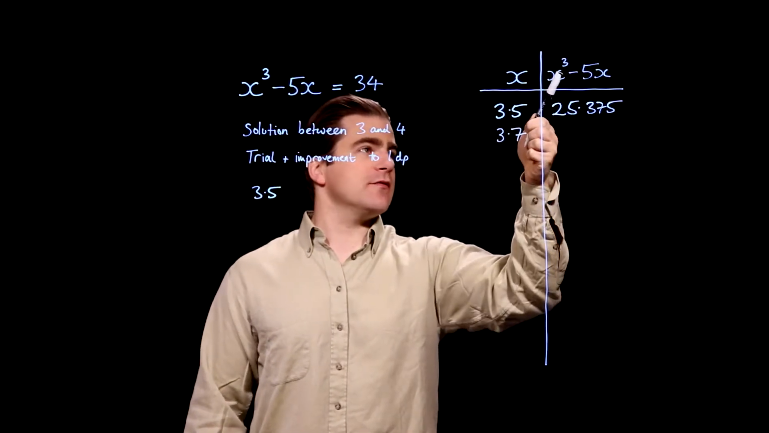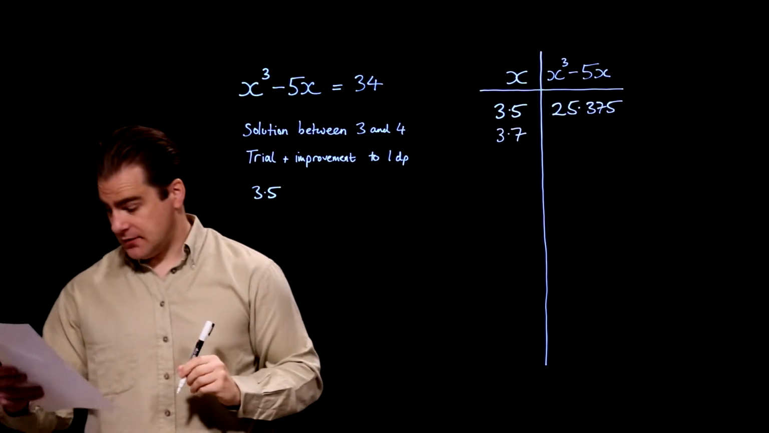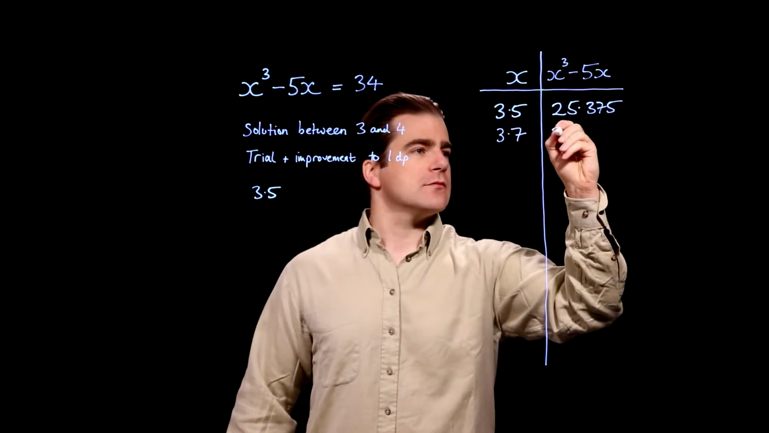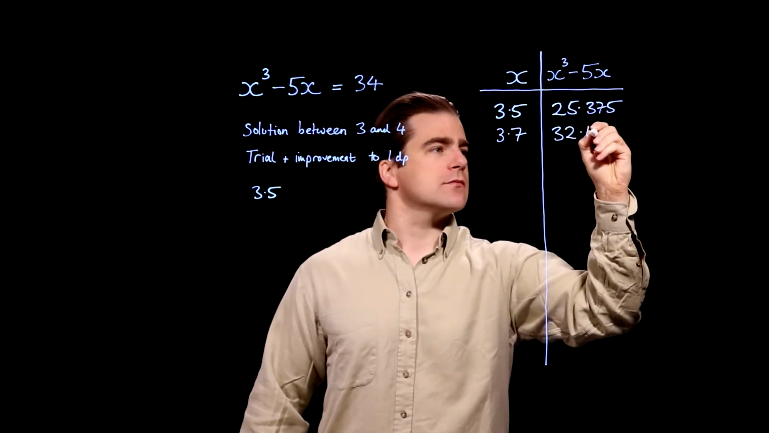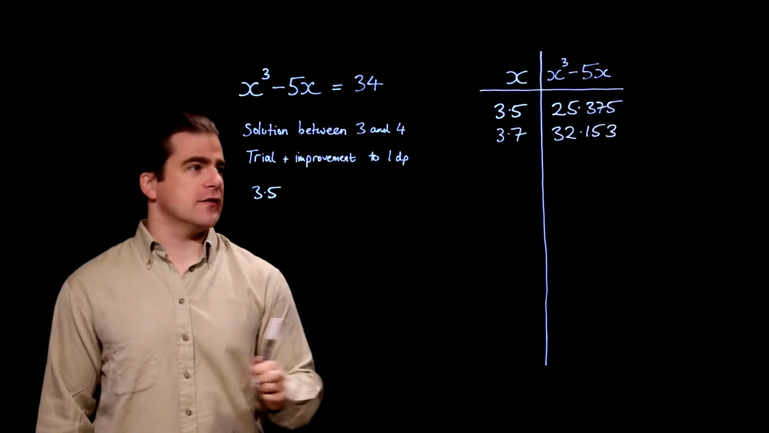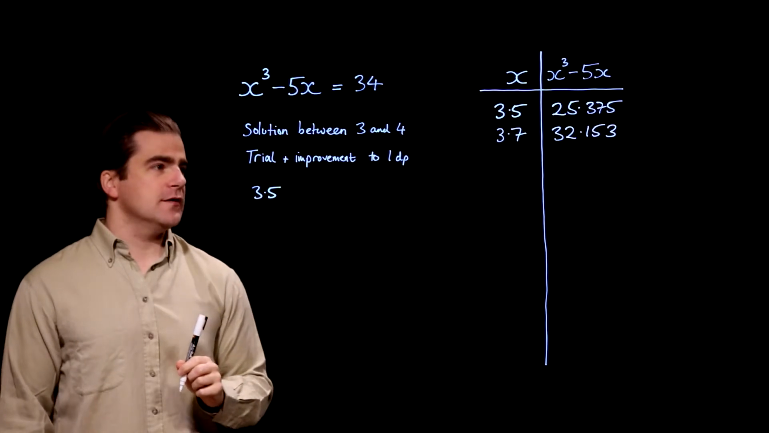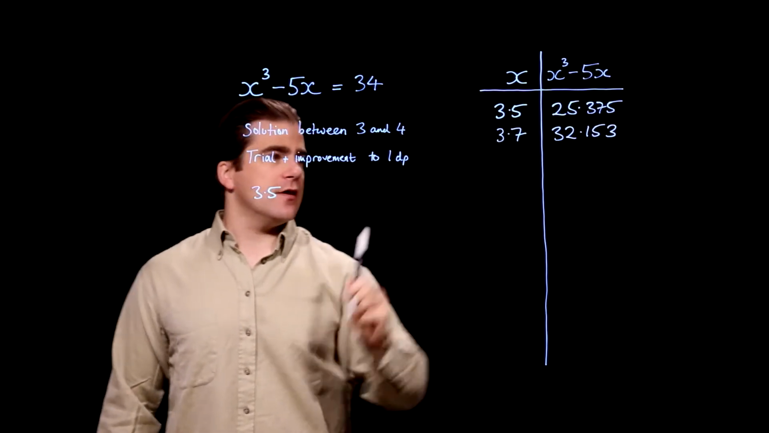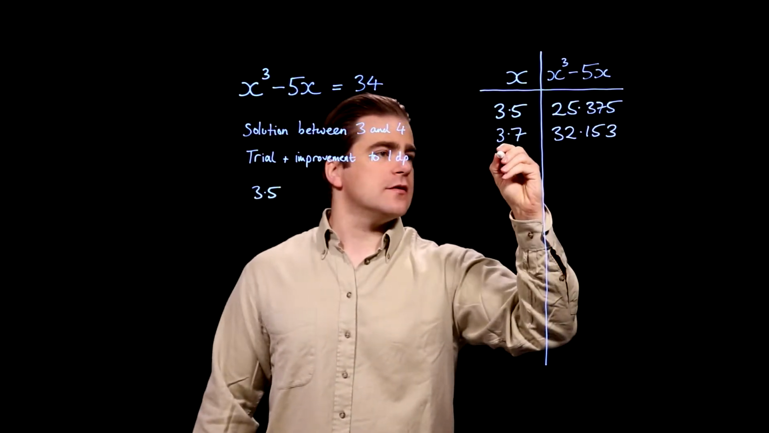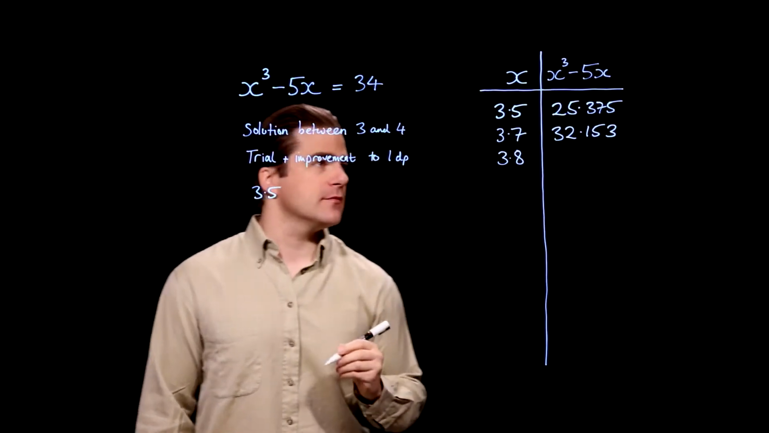So put 3.7 cubed minus 5 times 3.7 into your calculator, and you get 32.153. Yeah, not bad. We're getting closer. 32, and we're looking for 34. So let's bump this up just slightly to try and get closer to 34. So a sensible choice will be to try 3.8 in here.